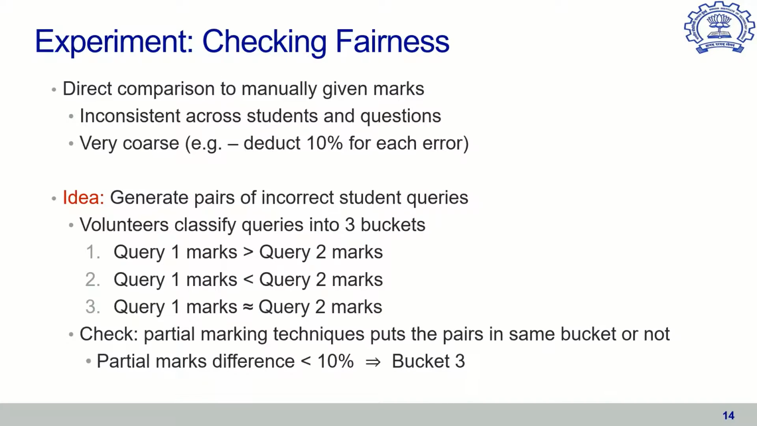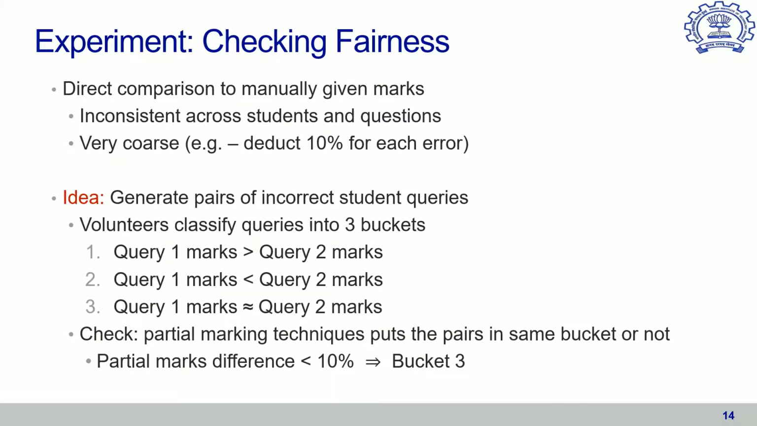The goal of the experiment was to check how fair were the partial marks given by our system. For this, we collected incorrect student queries from a course at IIT Bombay. We could not directly compare the partial marks given manually by the TAs, since the marks awarded by TAs were inconsistent across students and questions, and marks awarded by TAs were quite coarse.